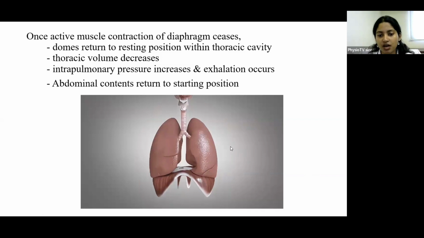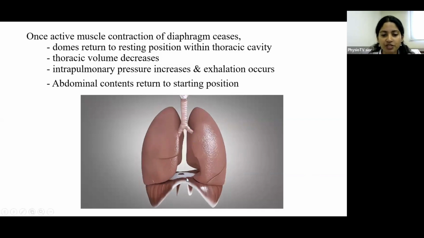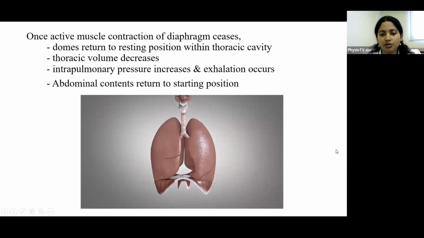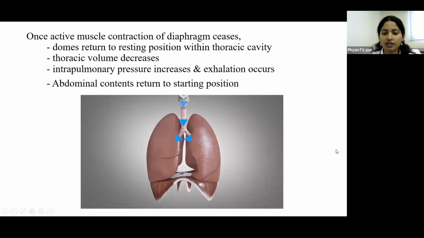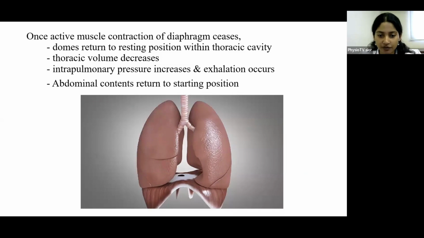Now the intra-abdominal pressure is relieved, because of which the intra-abdominal pressure is going to reduce, and the abdominal contents are going to return to their starting position. And that is how the entire cycle of breathing takes place with the help of the diaphragm.